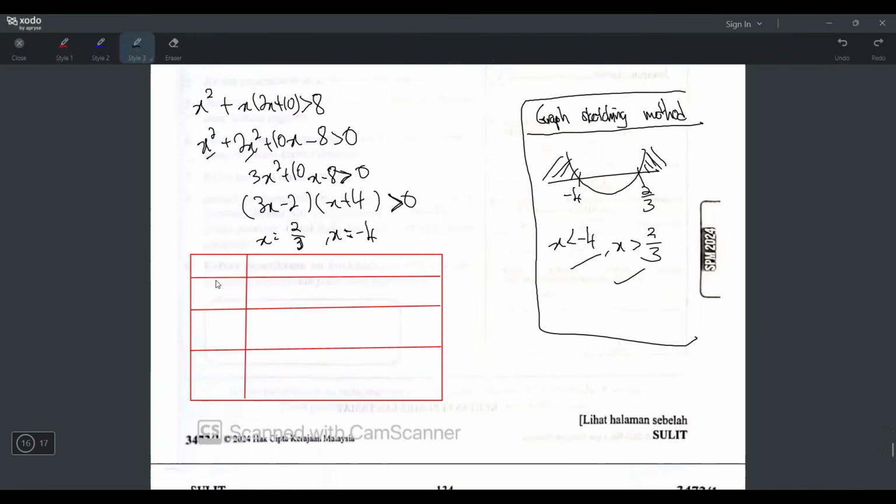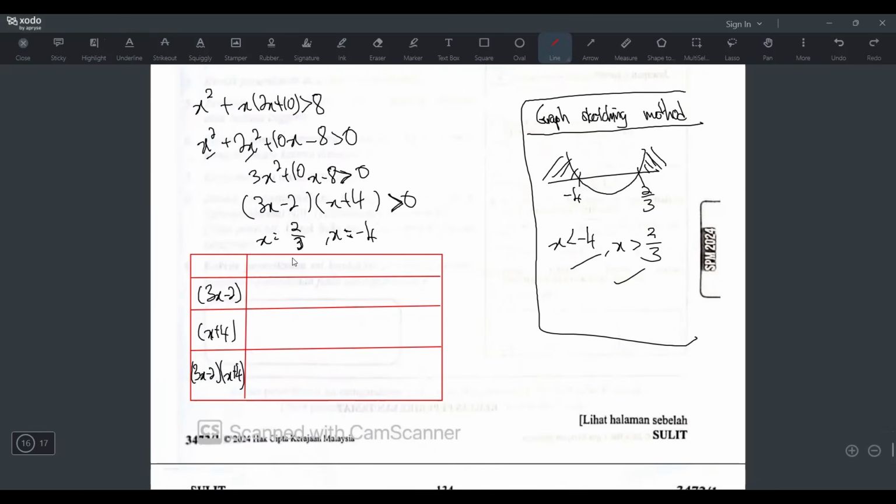Alright, so here you write the bracket. You take out the bracket's rows. This one you write 3x minus 2, the first bracket. And then this one you write the second bracket, x plus 4. And then this one you write both. So it will be 3x minus 2 and then x plus 4 like that. Okay. Then for here, you will also have 3 boxes, 1, 2, 3 like that. For the top here, you will write down all the possible answers. It means you write down all the regions. Okay. So let me teach you how to write all the possible answers.